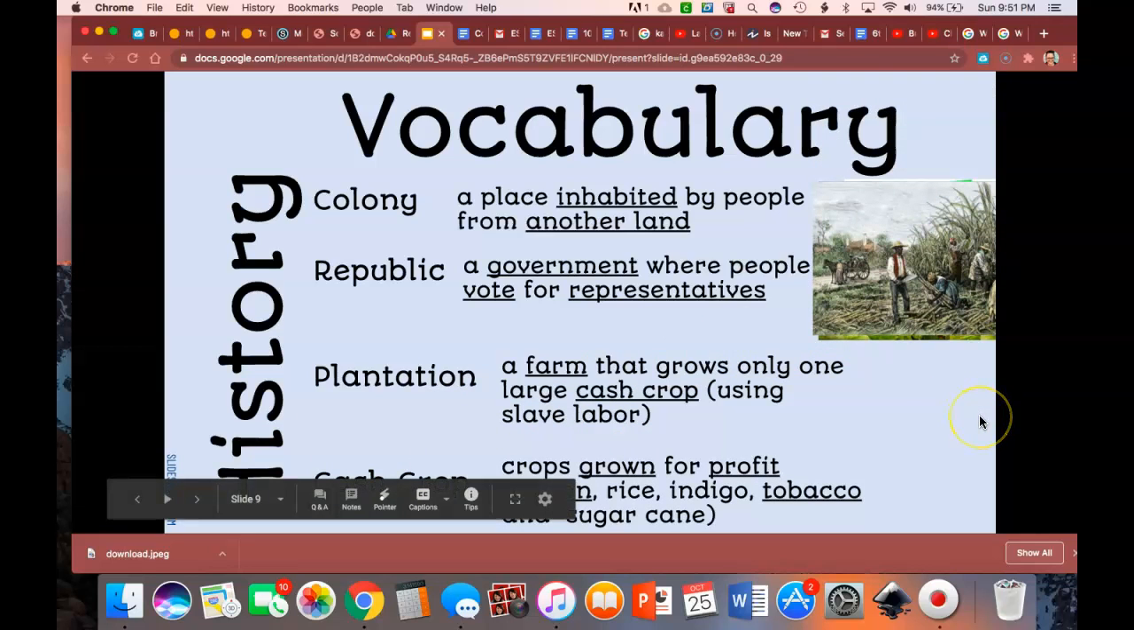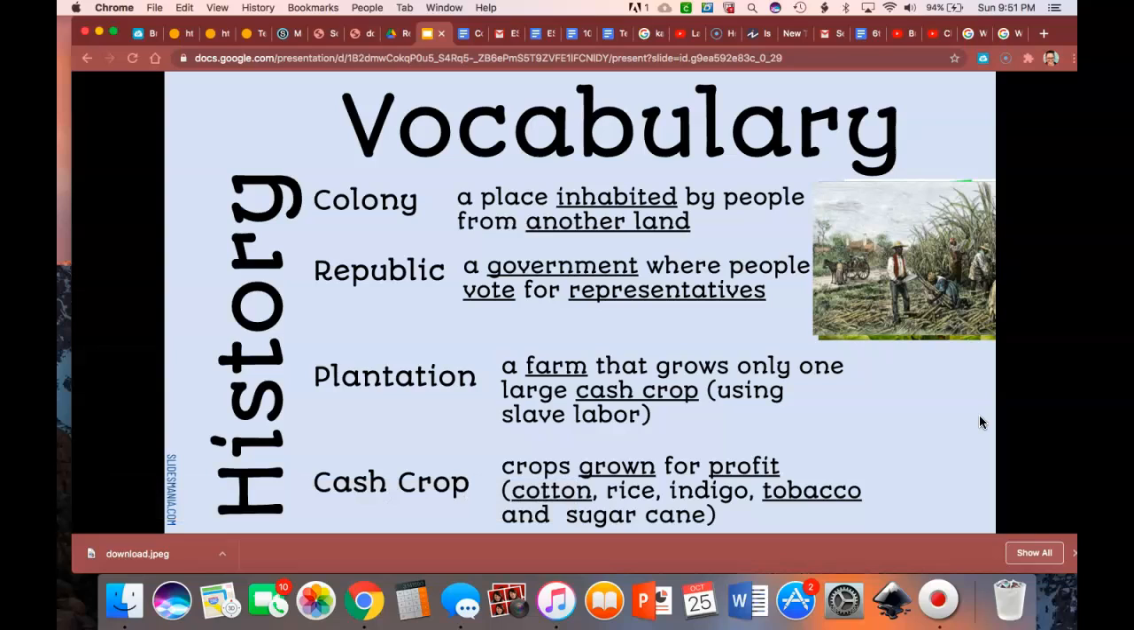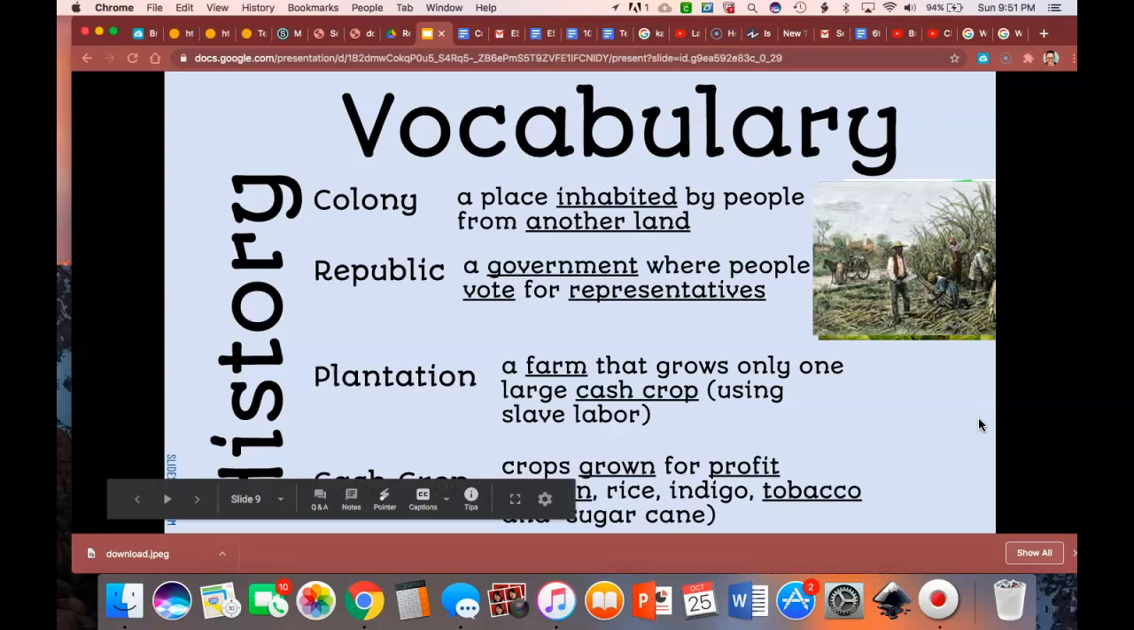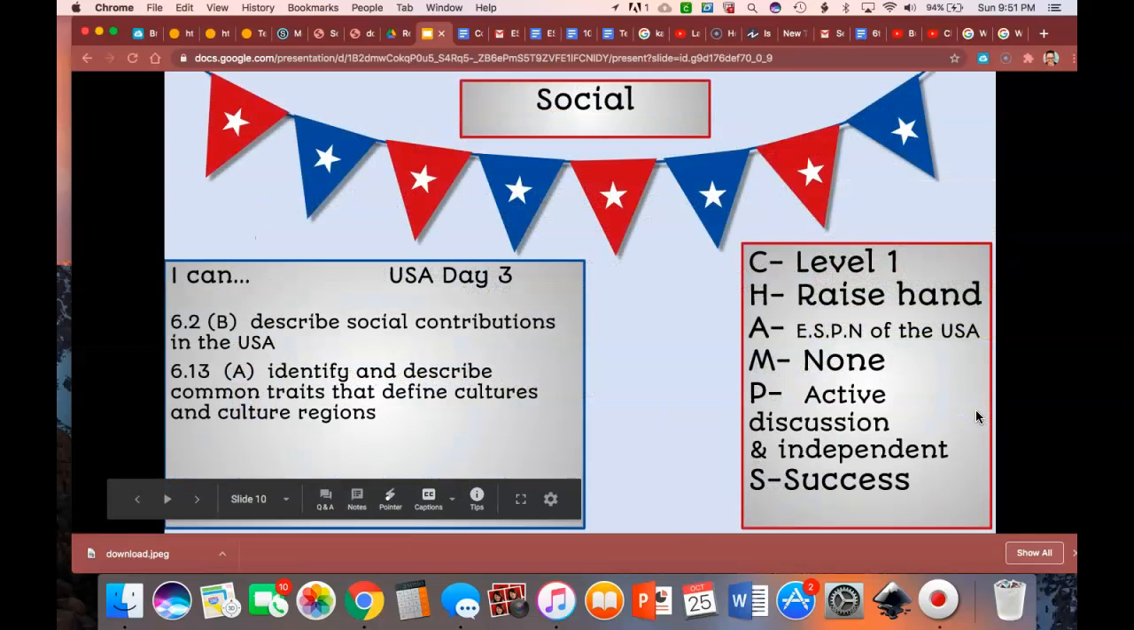And then our last one is cash crop. Sorry, the thing had to move. This is for profit. This is cotton, rice, indigo, tobacco, and sugarcane. These are all really big in the United States, especially the South. Okay, so that was the United States, and that was our brief history.